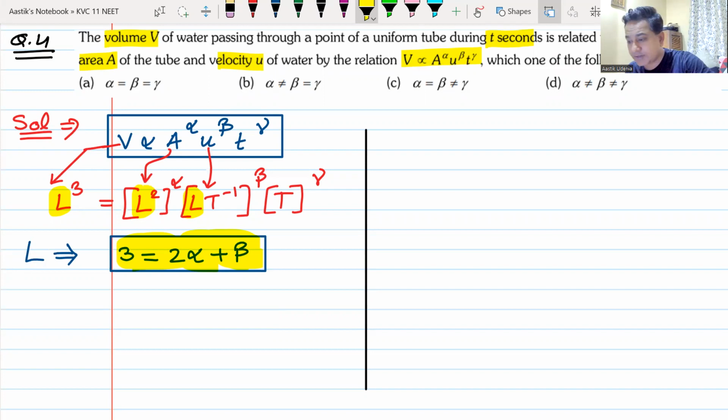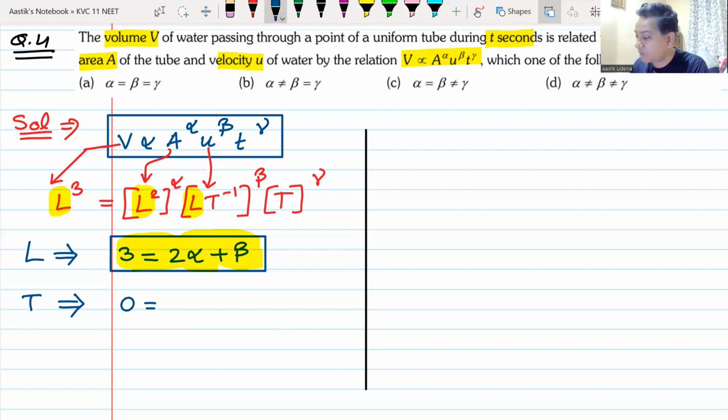We have equated the dimensions of L on both sides. Do we get this? I hope yes. Then we move on to the dimension of T. We will equate the dimension of T from both sides. Here on the left hand side, we don't see any dimension of T, so it is 0.